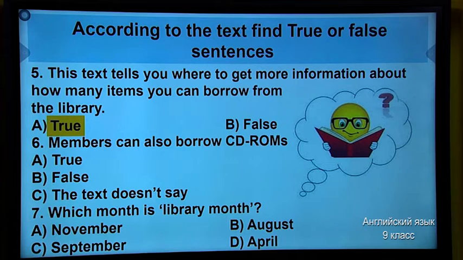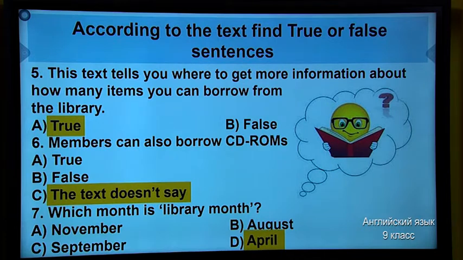6. Members can also borrow CD-ROMs. A. True. B. False. C. The text doesn't say. Yes, you are right. The text doesn't say. So, the last one. Which month is library month? A. November. C. September. B. August. D. April. Yes, it's written about in April in the text.